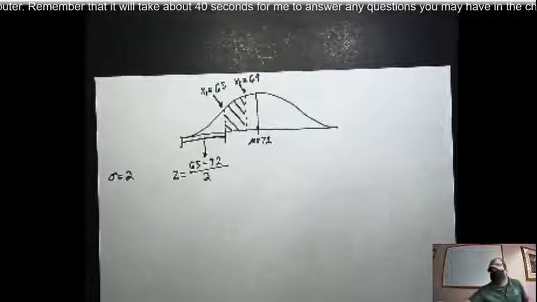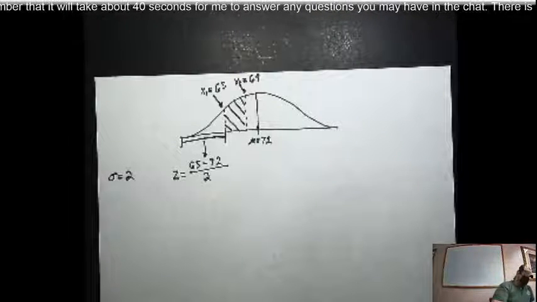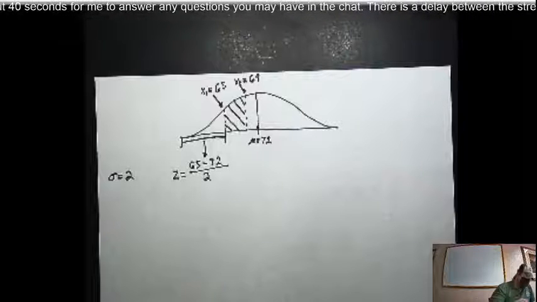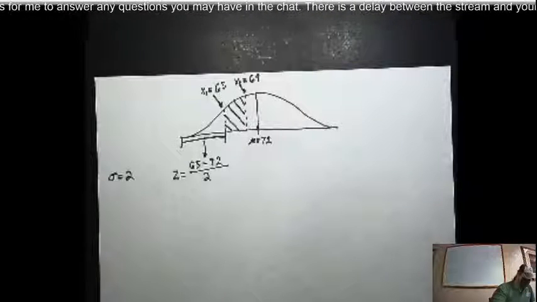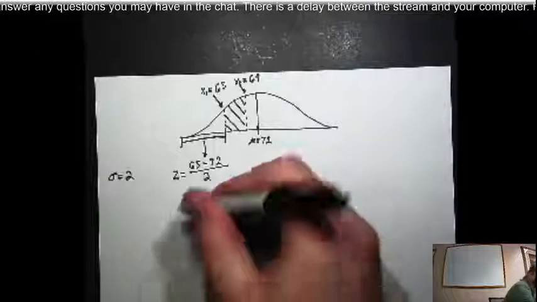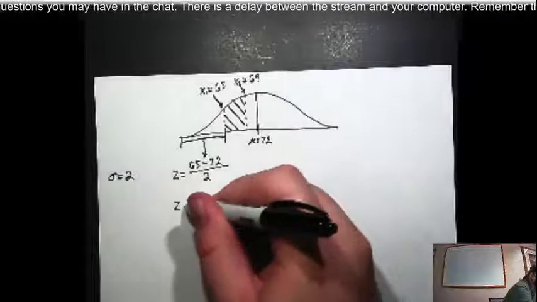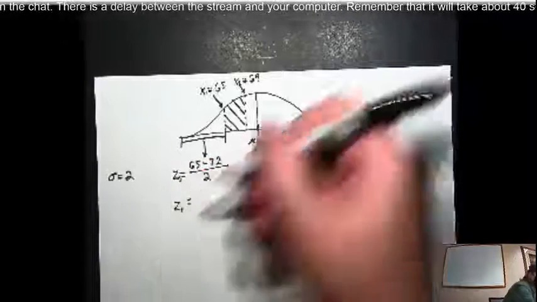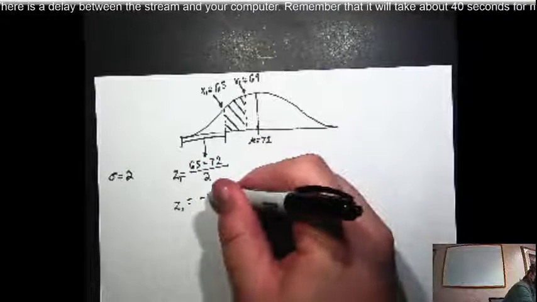All right, well, let's figure out what that is. So 65 minus 72 is -7. Divide that by 2, and we get -3.5. So the z for this part, which I'm going to call z1, is -3.5.